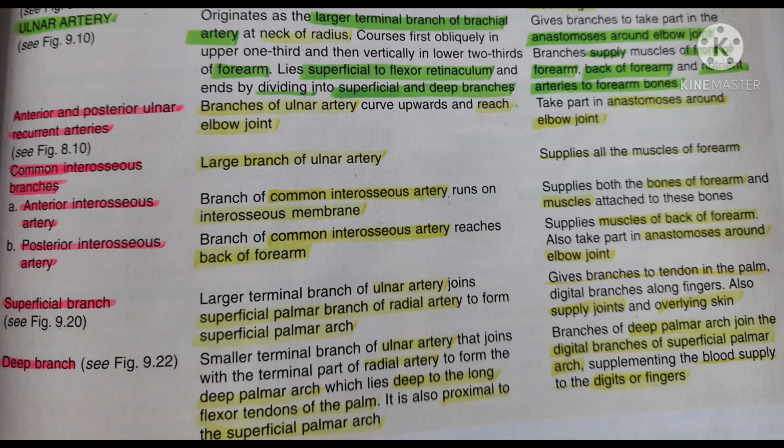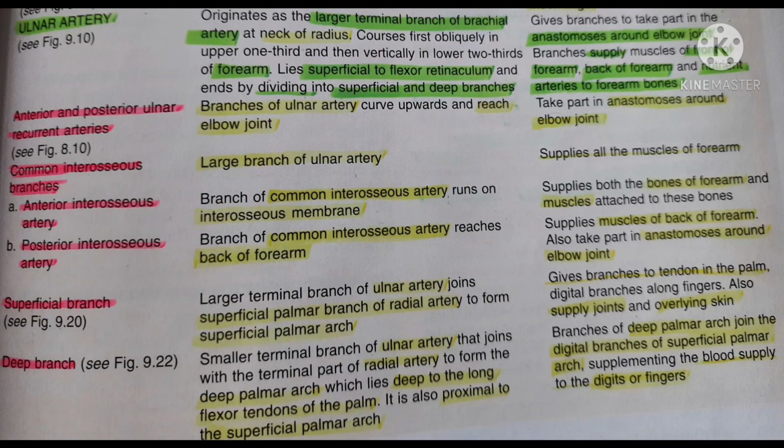Superficial branch, the large terminal branch of the ulnar artery, joins the superficial palmar branch of the radial artery to form the superficial palmar arch. Gives branches to tendons in the palm. Gives digital branches along the fingers, also supplies joints and overlying skin.